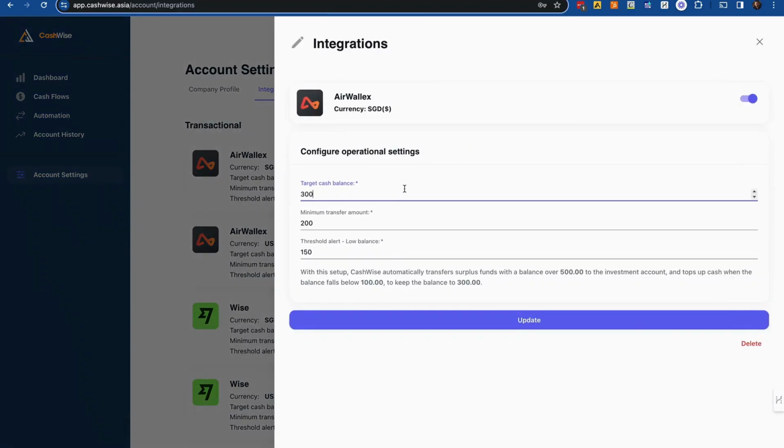There's only 3 settings per account. One is the target cash balance. That's the amount to maintain in the account. The minimum transfer amount is the smallest unit of transfer for that account. And threshold alert provides a notice if your account reaches that level.